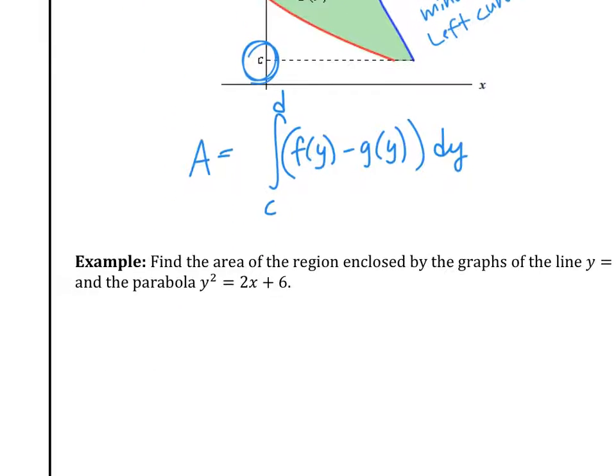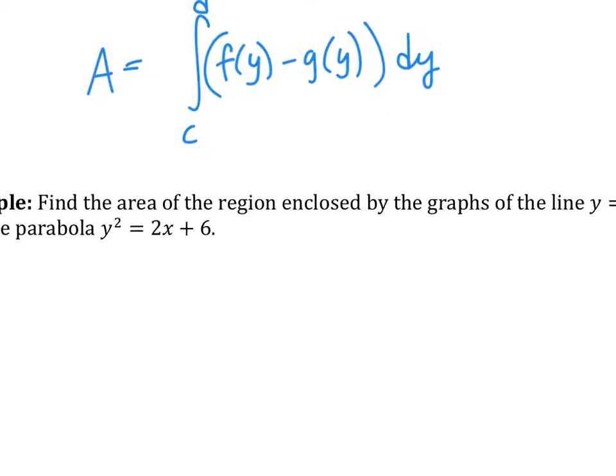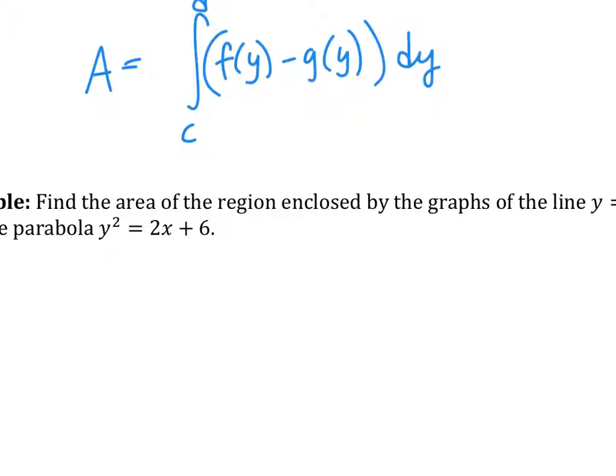All right. Let's look at one question together. Find the area of the region enclosed by the graphs of the line y equals x minus 1 and the parabola y squared equals 2x plus 6.